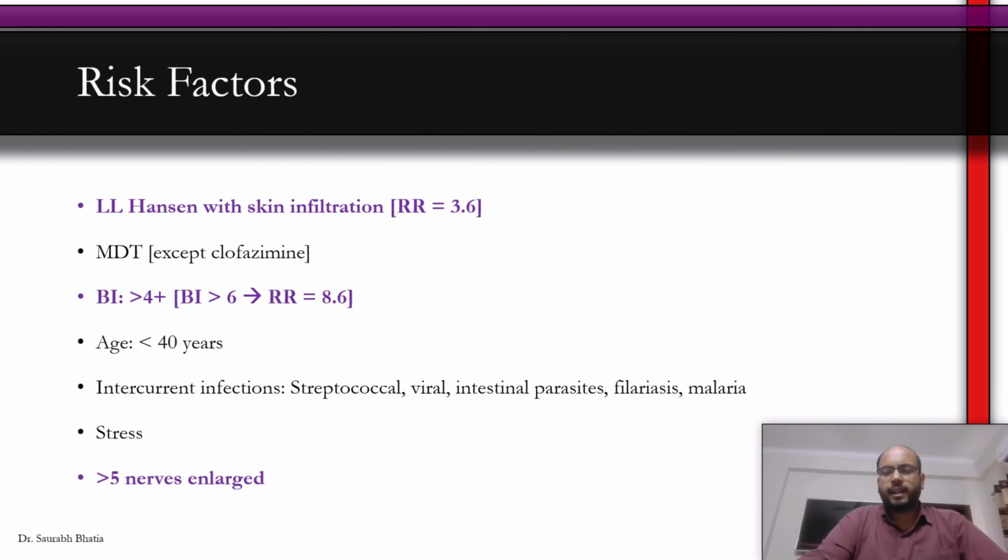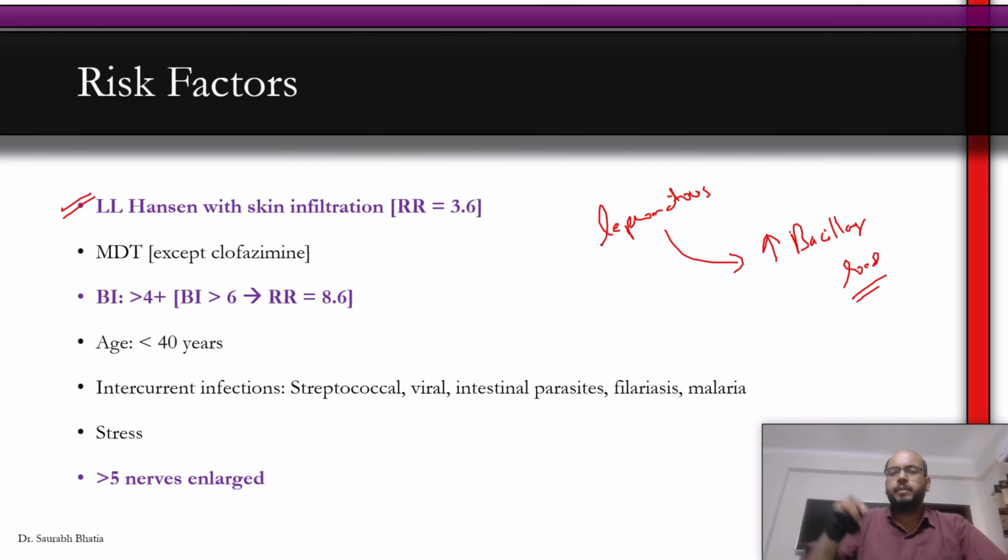Like we discussed last week regarding the risk factors for type 1 lepra reaction, we'll discuss risk factors for type 2 lepra reaction. The most important risk factor is LL Hansen's. We know that ENL is much more common towards the lepromatous pole of the spectrum. And why is that? Because of high bacillary load. The more the number of bacilli, the more the chances of developing ENL. The relative risk of developing ENL if you have LL Hansen's is 3.6 times. That means a person with LL Hansen's is 3.6 times more prone to developing ENL as compared to another patient who doesn't have LL Hansen's.